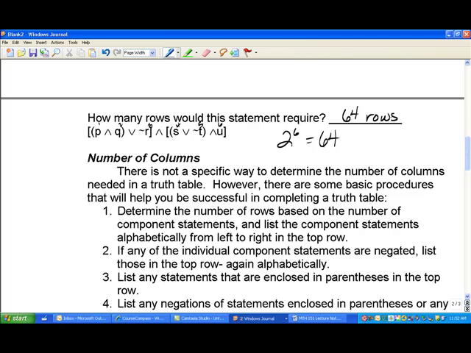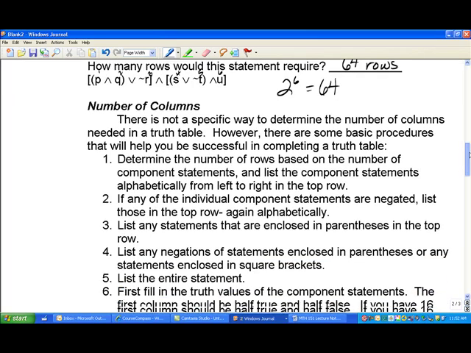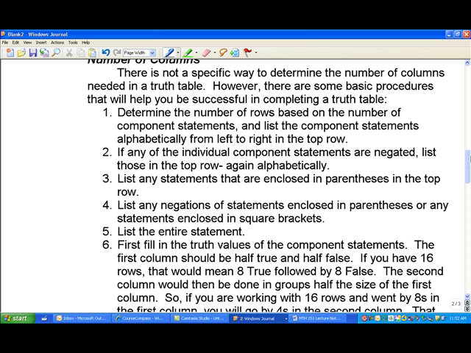Rows take too long to do it, too big a piece of paper. Now, the number of columns, there's really not a specific way to determine the number of columns. I do use some basic procedures. I first of all determine the number of rows based on the number of component statements. Then I list the component statements alphabetically from left to right on the top row.